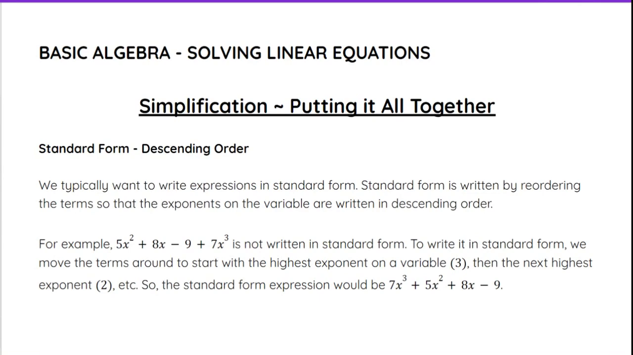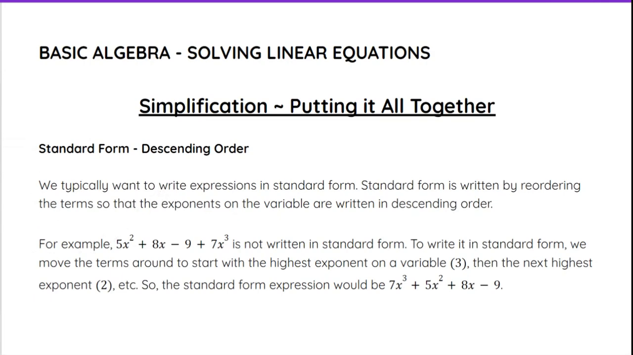So standard form is a way that we write expressions so that their highest exponent on any of the variables comes first, and then it goes in descending order, meaning going down from that highest exponent on a variable to the next highest exponent on a variable, and so on.